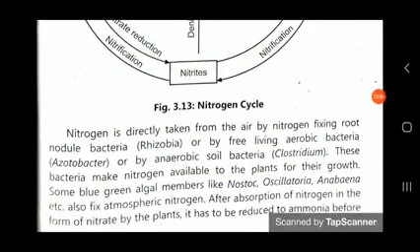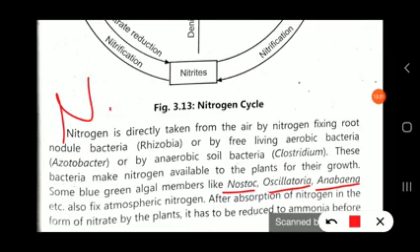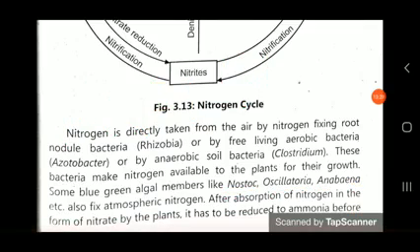Some blue-green algae members like Nostoc, Oscillatoria and Anabaena also fix the atmospheric nitrogen. These blue-green algal members also convert nitrogen into NH4. After absorption of nitrogen in the form of nitrite by the plant, it is reduced to ammonia. This conversion of nitrogen into nitrite, then nitrate, and then ammonia takes place.